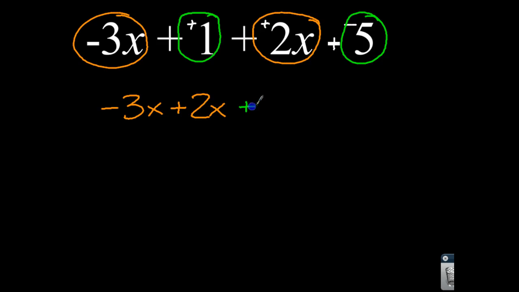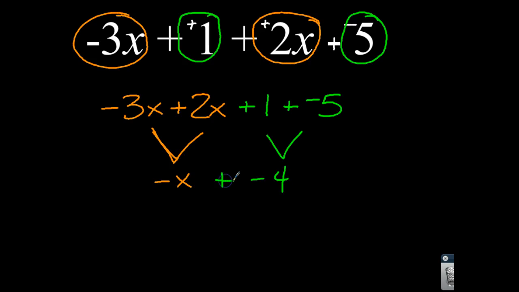Okay, so that's the purpose of that. Okay, so then plus negative 5. Okay, now I'm in a position where I can combine my like terms. If I have negative 3x and positive 2x, this is down 3 and this is back up 2, so that's going to give me negative x, negative 1x, right? And then when I add a positive 1 and negative 5, that's going to give me a negative 4. Okay, so I can say negative x plus negative 4.